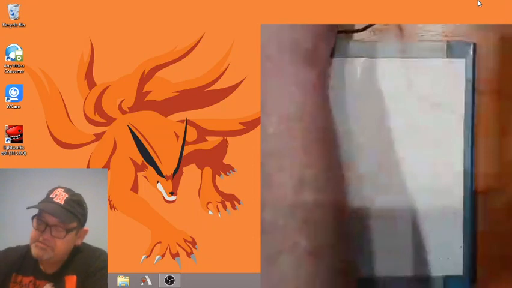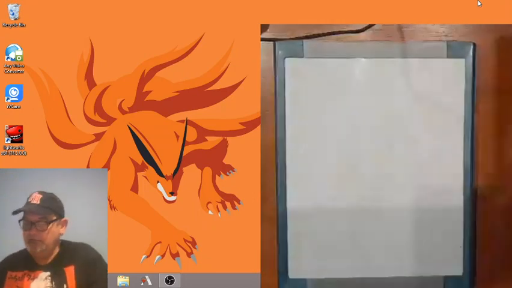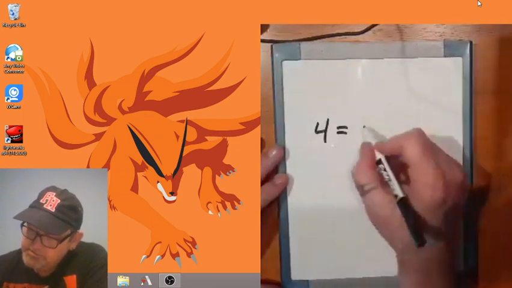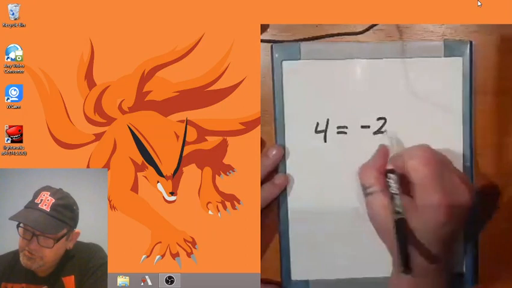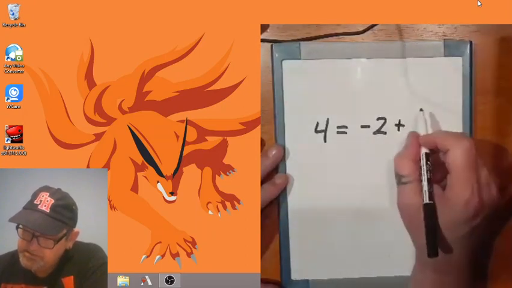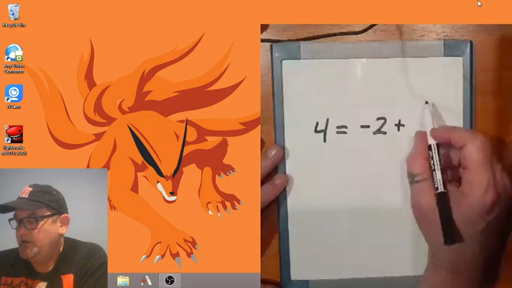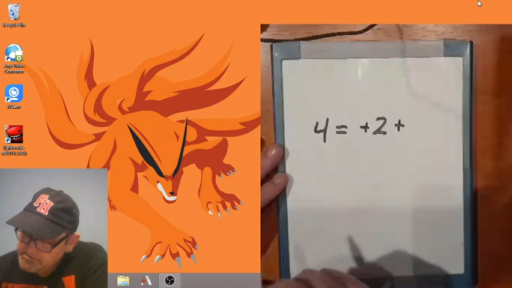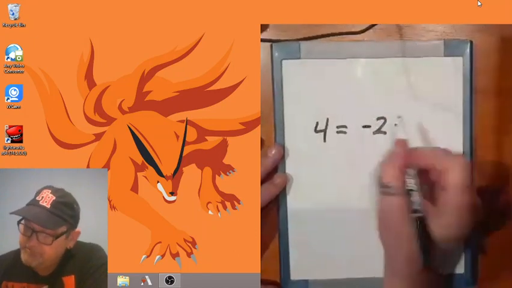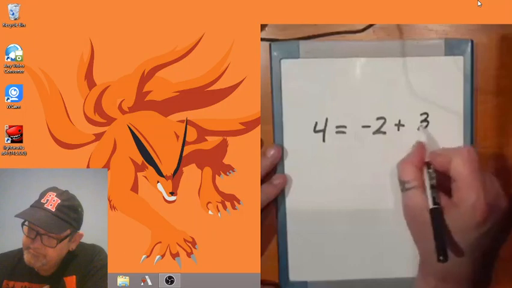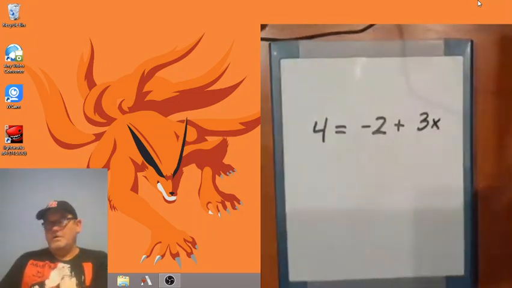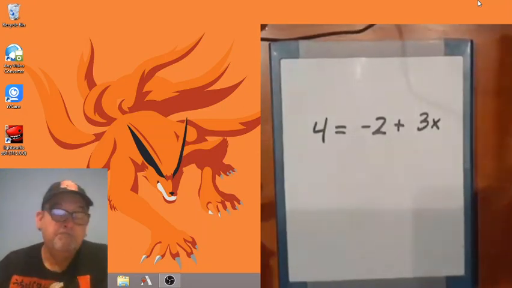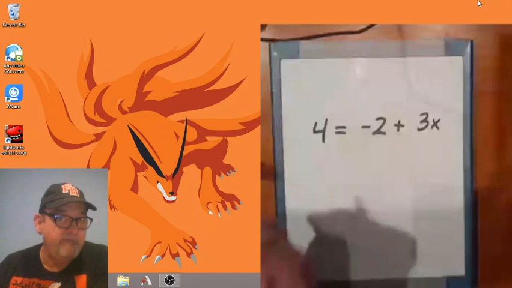Okay, let's try this. 4 equals negative 2 plus, actually, you know what, let's make this positive 2 plus, no, negative 2. I'll get it right. Negative 2 plus 3x. Well, you look at that and you're like, well, wait, it doesn't look right. It's fine. It's just written kind of backwards.